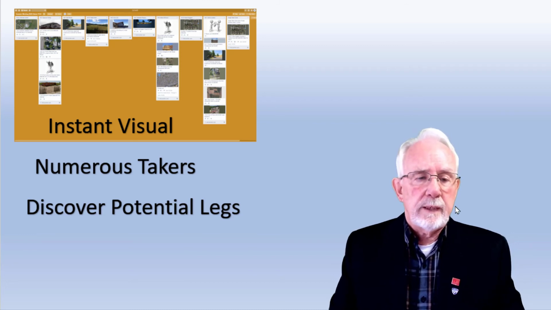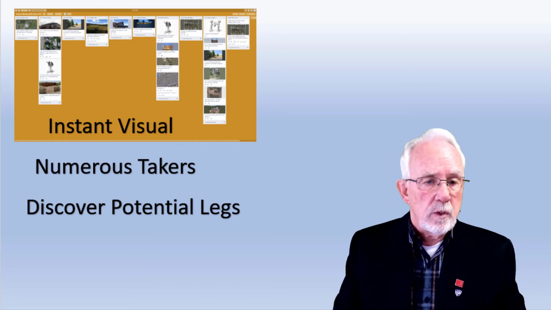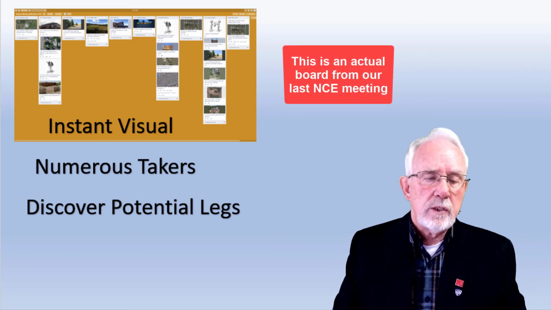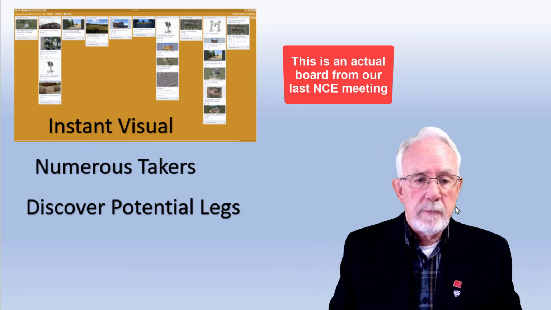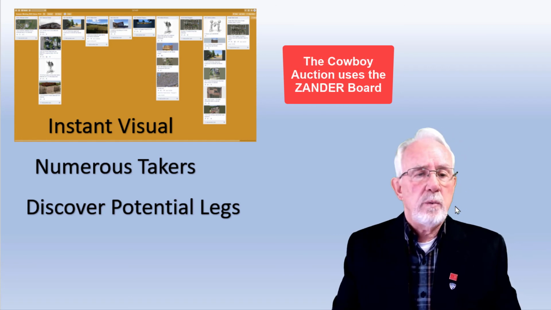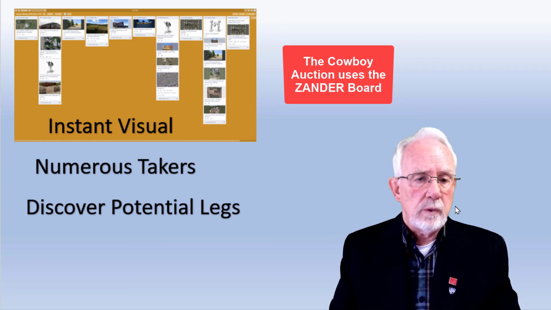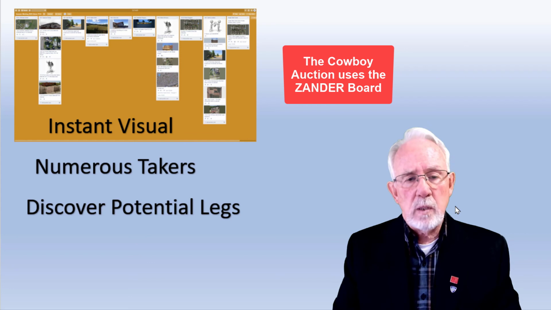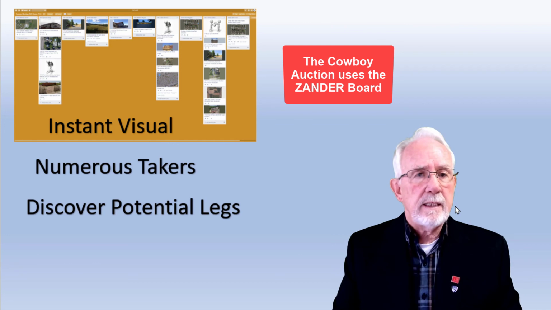So Trello is an instant visual process. You can have numerous takers, you can have numerous boards, you can discover potential legs that you would have never seen if you just looked at that list of taker numbers that you receive from NCE. And so this can be used in the national meetings or your private meetings. The Xander board technique works very well with this system, and it gives you a very good visual on all the different ways that you can take properties. And that's why they teach the Xander board method at the NCE meetings, the cowboy auction.